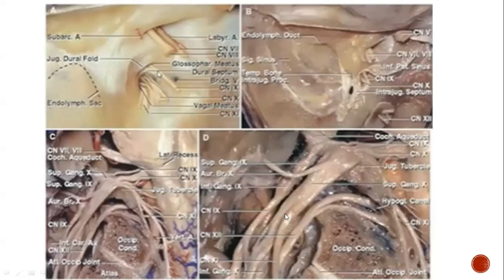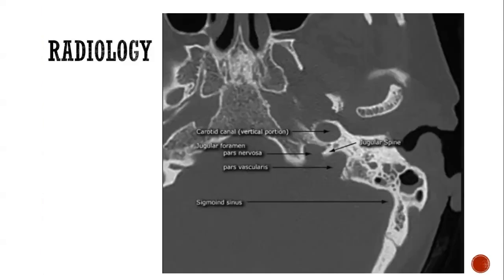This is again a closer view of this. So here, basically, we are showing the superior ganglion of the cranial nerves. This is the jugular tubercle. And this is the atlanto-occipital joint where the vertebral artery is traversing, which makes up the posterior limit.